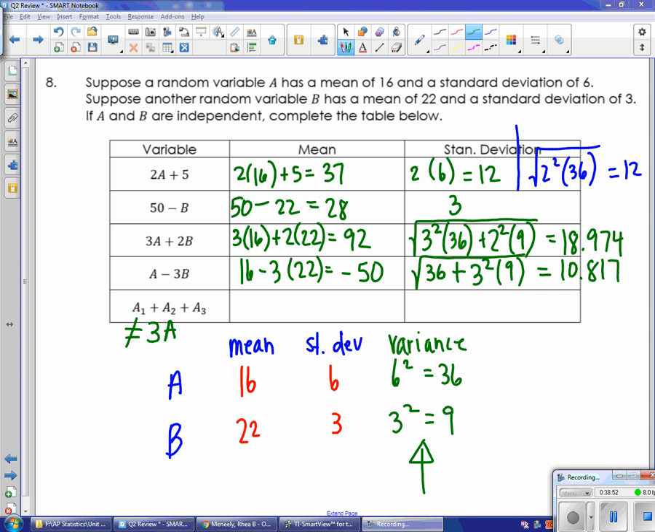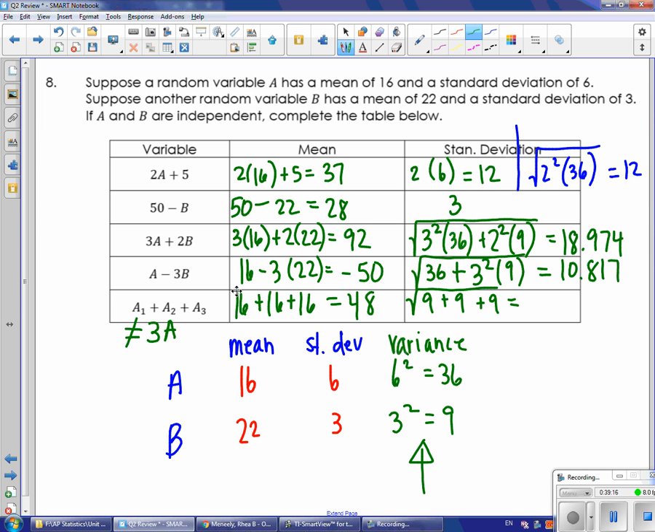Okay, so to calculate the mean, I'm just going to add 16 plus 16 plus 16, which obviously is the same as 3 times 16. It doesn't change anything. My mean of a plus a plus a is going to be 48. It does affect the standard deviation, though, because, again, I have to add the variances. So I'm going to be adding the variance of a plus the variance of a plus the variance of a and taking the square root of that.